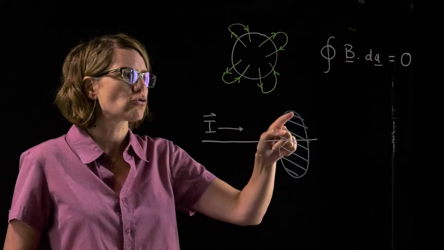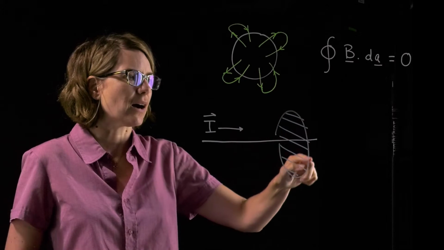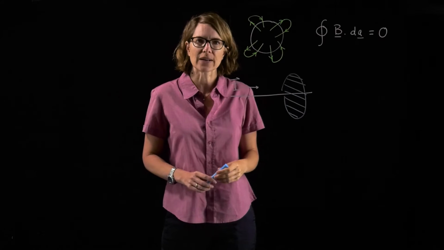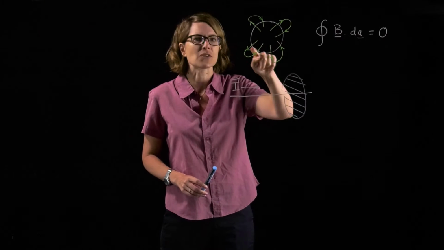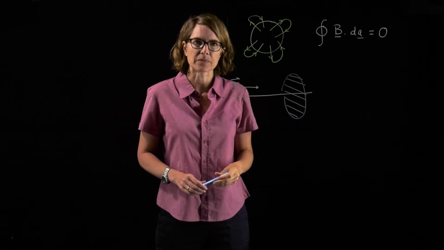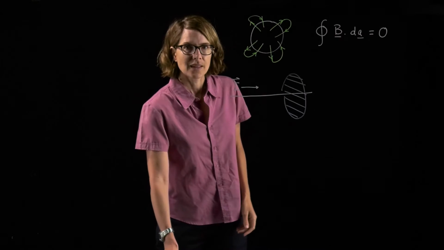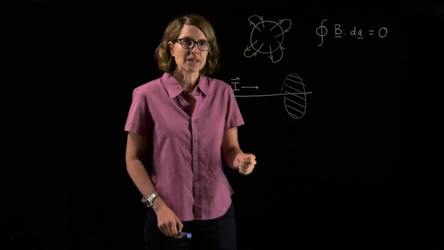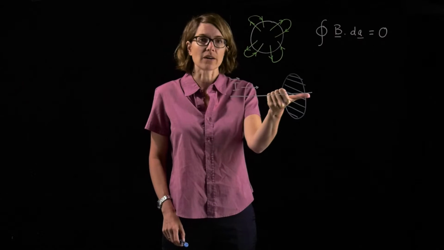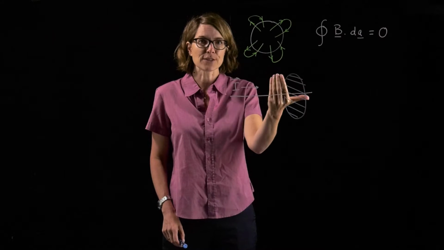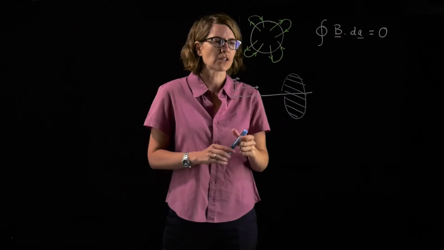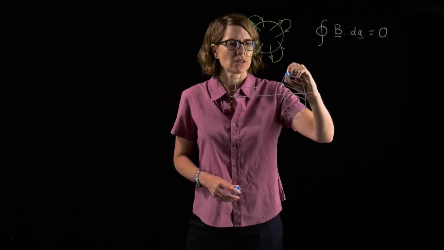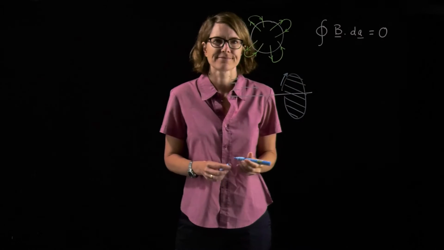Okay, so we're going to draw, and this is our so-called Amperian path, just as we drew a Gaussian surface in the electrostatic problems. The right thumb indicates the direction of positive current, and the fingers of your right hand indicate the direction that we are going to go around this path.